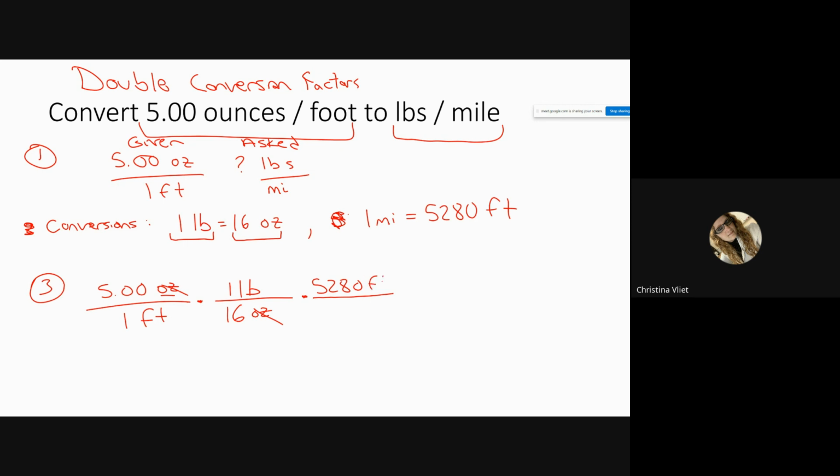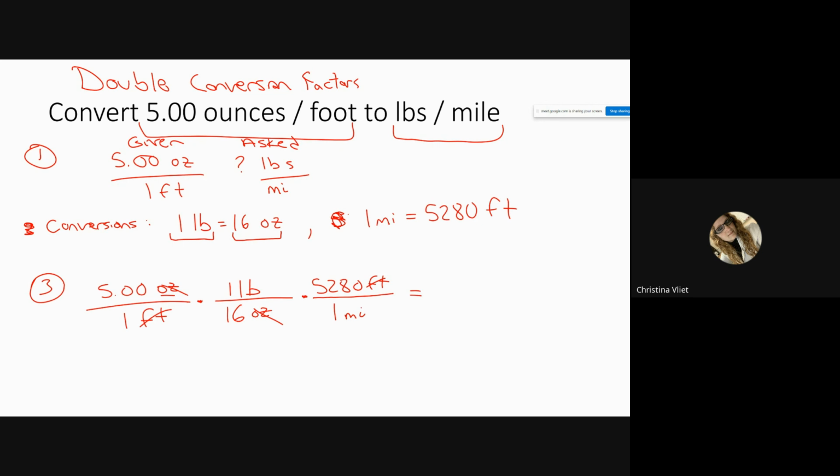Is to recognize, well, if feet are on the bottom, then on the conversion factor here, they have to be on the top. And we cancel that. And this becomes 1 mile. Feet cancel. And the only units you have in the end that didn't cancel are the units you're looking for in your final answer, so you know it's done correctly. Then you just have to work out the math.